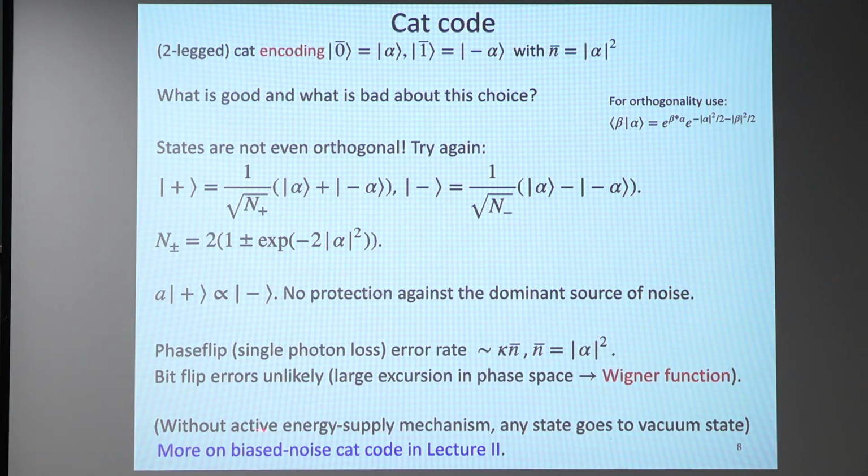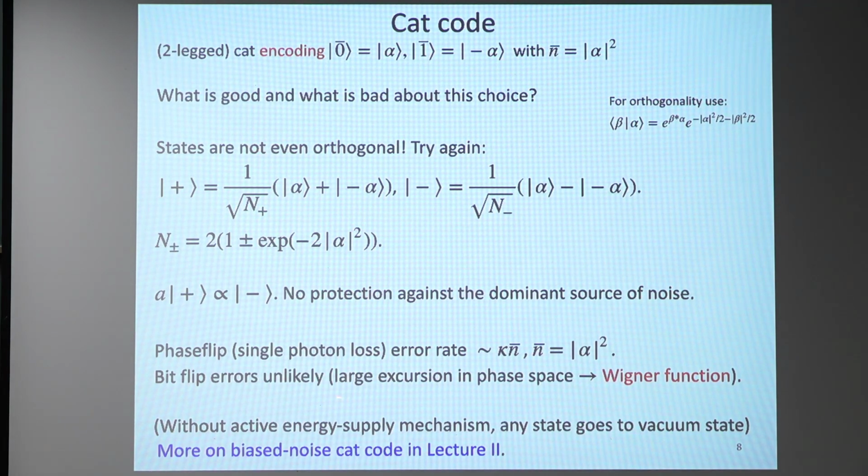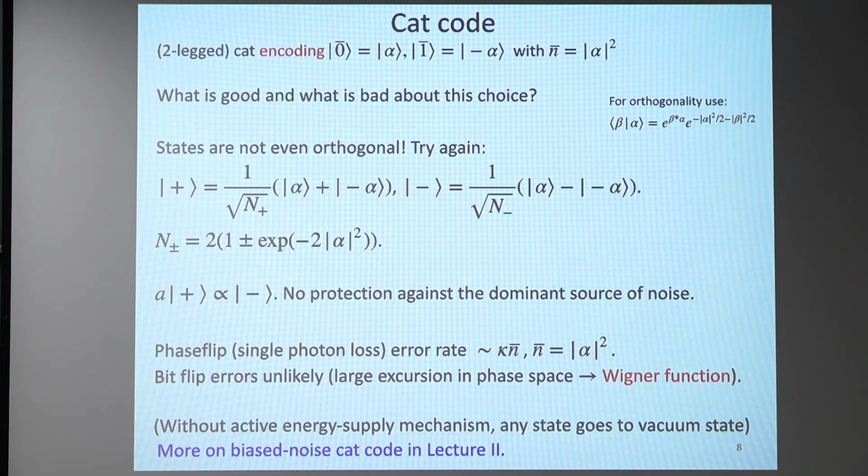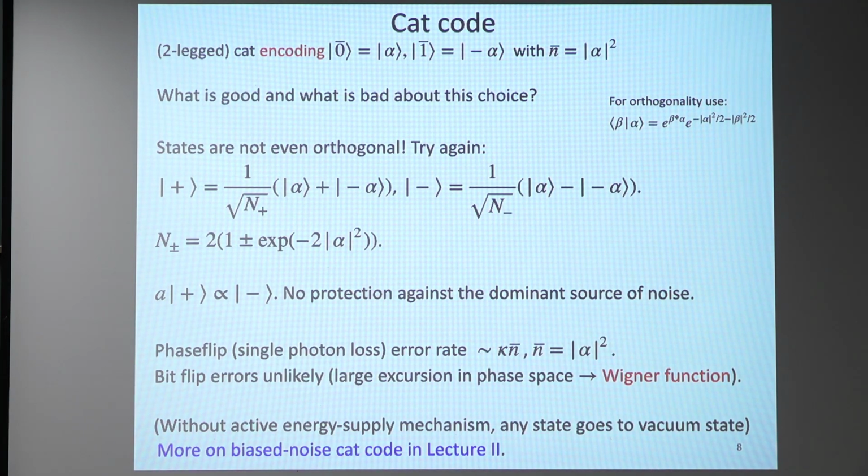Now the idea, and this is not so clear, you say, well, but what about bit flip errors? That would be a rotation, say, from alpha to minus alpha in phase space. That's a big excursion in phase space. So you'd say, well, if there's noise, it wouldn't do that naturally.